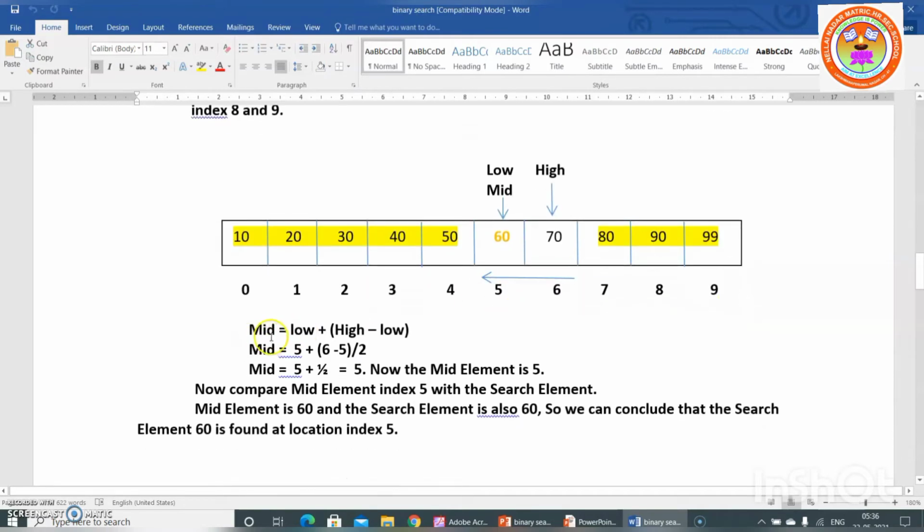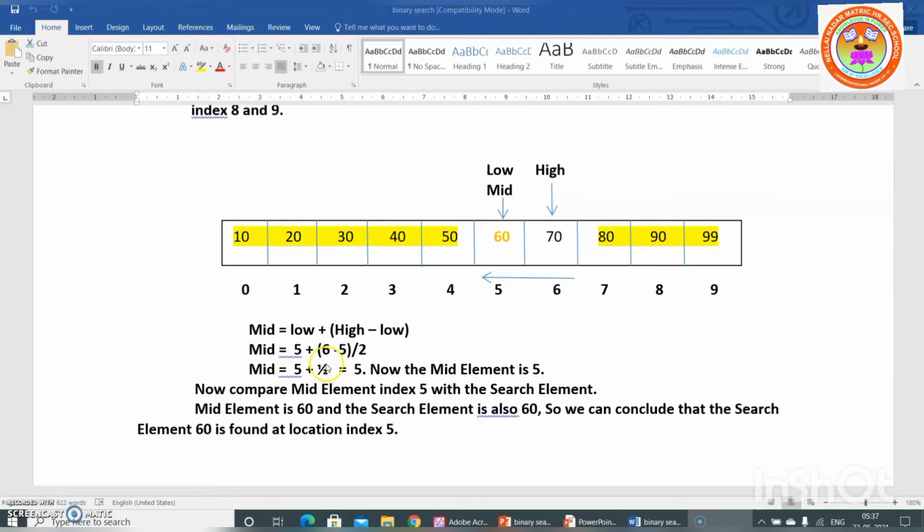Now see the formula, mid is equal to low plus high minus low. Now low is 5, right? And then high is 6. And again low is 5. So 6 minus 5 is 1. 6 minus 5 is 1 by 2. So 1 by 2 is 0.5. As I told before, 0.5 will not be considered. Only 5 will be taken.